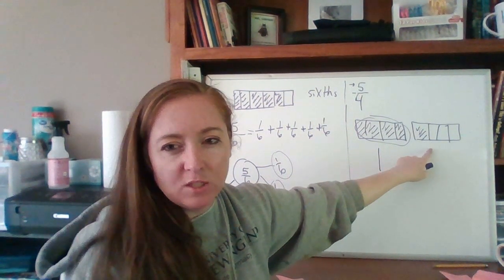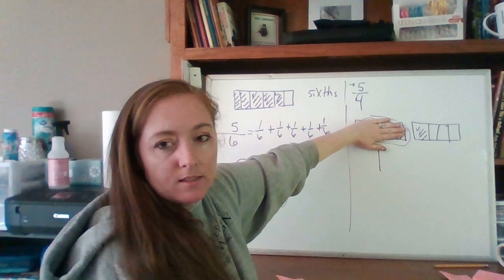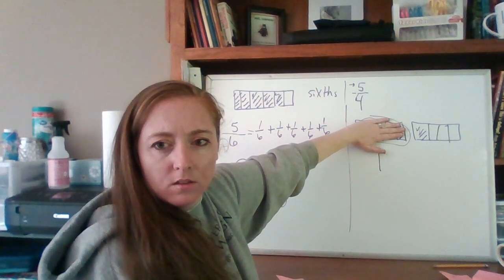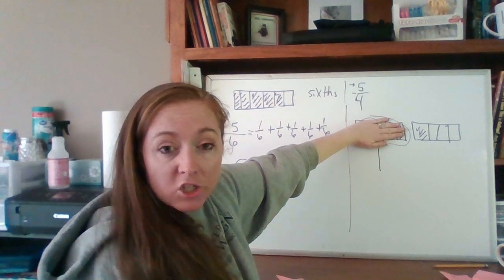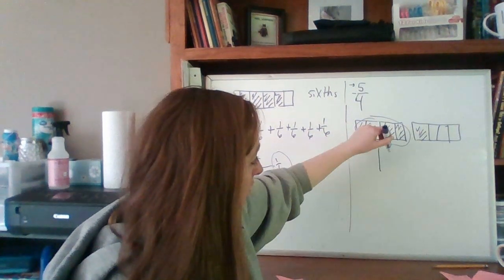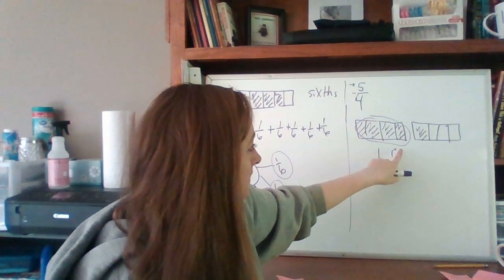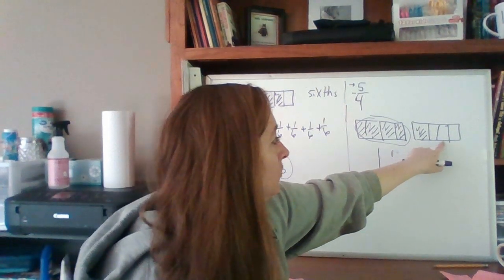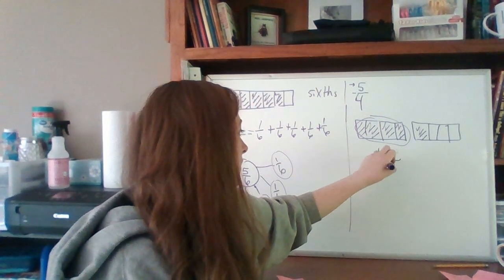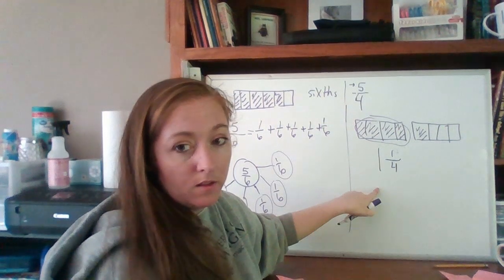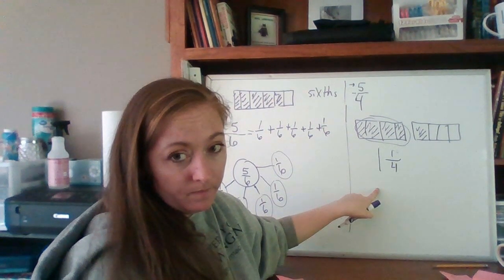And then this one I only have part of. So how would I name this fraction? So now I'm going to forget that this one exists. What's that fraction? That fraction is going to be 1 of 4. 1 of 4. So this is 1/4. Are you with me so far?